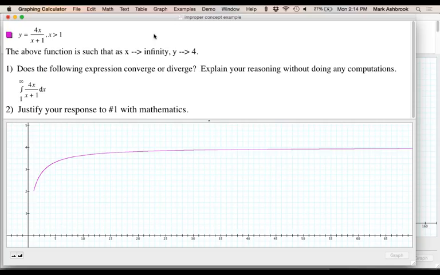Okay, so I have this function here, y equals 4x over x plus 1, x greater than 1, and I'm showing that here in the graph. And I'm telling you that as x approaches infinity, y approaches 4. Okay, as x approaches infinity, y approaches 4. So I want to know.